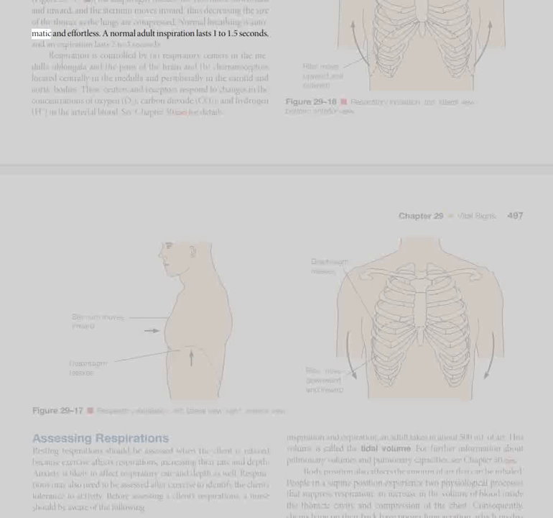Normal breathing is automatic and effortless. A normal adult inspiration lasts 1 to 1.5 seconds, and an expiration lasts 2 to 3 seconds. Respiration is controlled by A, respiratory centers in the medulla oblongata and the pons of the brain, and B, chemoreceptors located centrally in the medulla and peripherally in the carotid and aortic bodies. These centers and receptors respond to changes in the concentrations of oxygen, O2, carbon dioxide, CO2, and hydrogen, H+, in the arterial blood. See Chapter 50 for details.